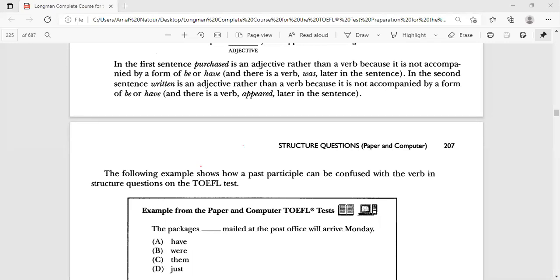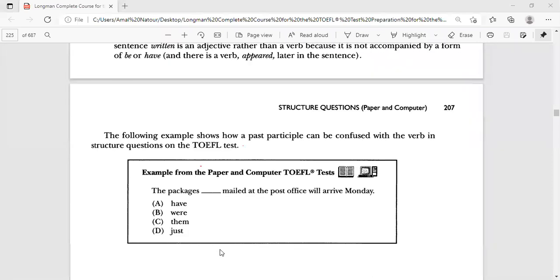Let's look at these multiple choices. A and B here are incorrect. Why? Because mailed here is an adjective and does not need a helping verb such as have or were. Answer C is incorrect because there is no need for the object them. Answer D here is the correct answer for this question.